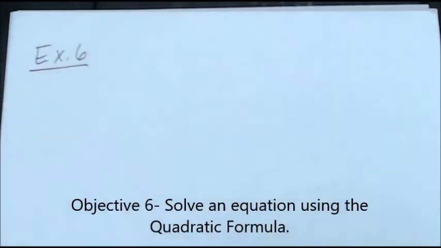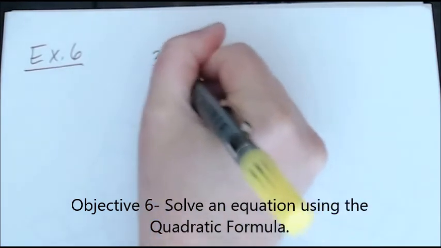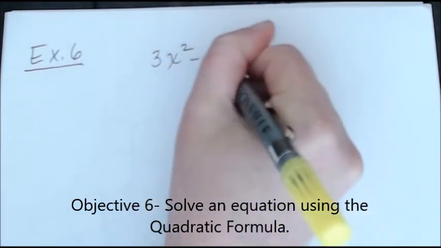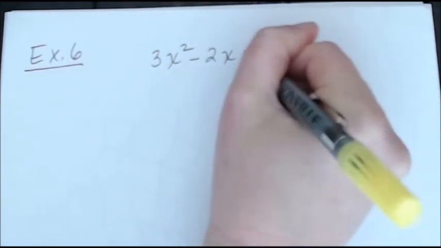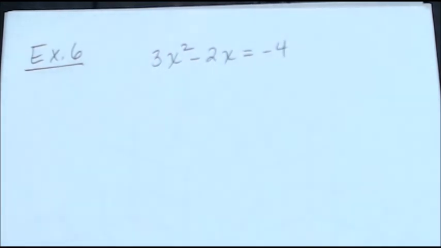Okay, and then the last example, we have 3x squared minus 2x equals negative 4. And this is a good example where we would want to use the quadratic formula. Notice that it's not a good candidate for completing the square because a is not 1. It's not something that's going to be factored. Actually, it may be factorable, but I'm going to leave it the way it is. And let's go ahead and use the quadratic formula.